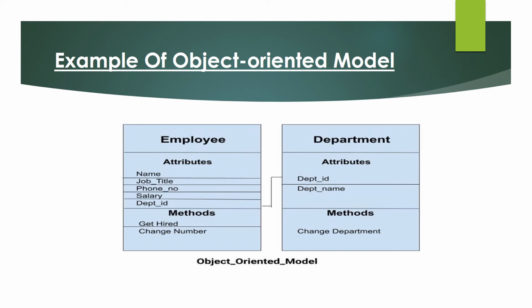So in this object oriented model, you can see that we have made objects and created the attributes, and these two objects are connected with the help of a common attribute. There is a relationship between employee and department, and this relationship is created on the basis of the common field used in both tables. Employee and department have a common field, that is department ID, on the basis of which the relationship is created.